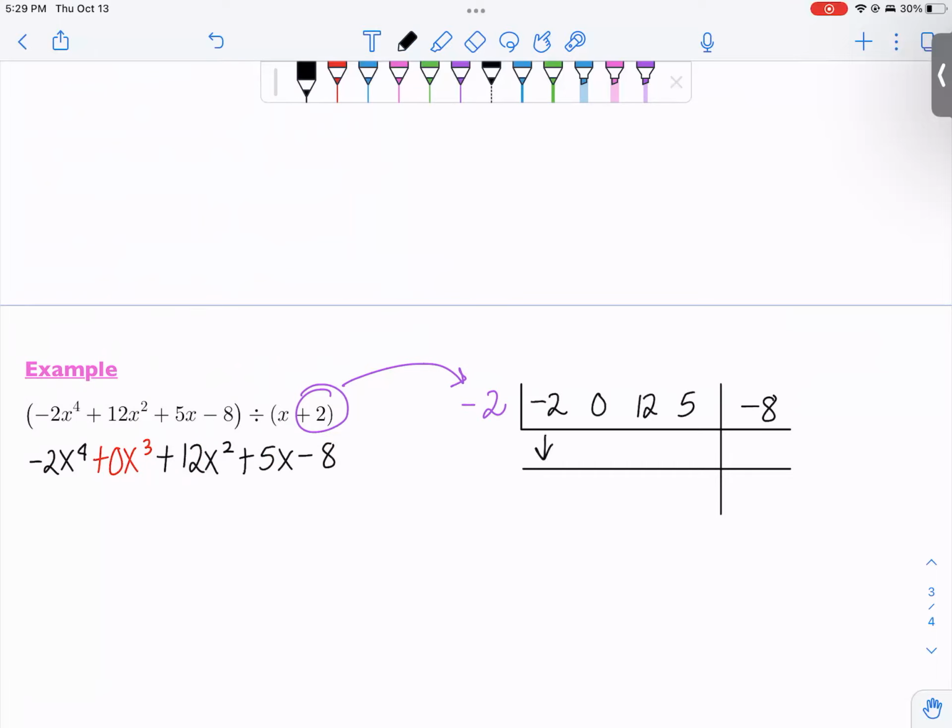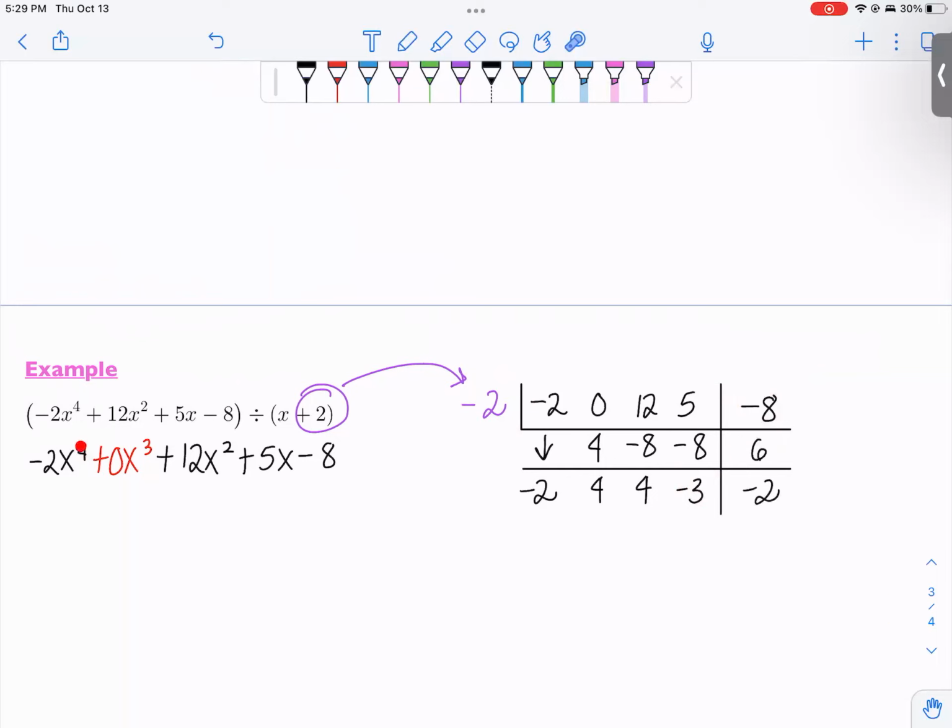Dropping that negative 2 down. Negative 2 times negative 2 is positive 4. 0 plus 4 is 4. Negative 2 times 4 is negative 8. 12 minus 8 is 4. Negative 2 times 4 is negative 8. 5 minus 8 is negative 3. Negative 3 times negative 2 is 6. Negative 8 plus 6 is negative 2.